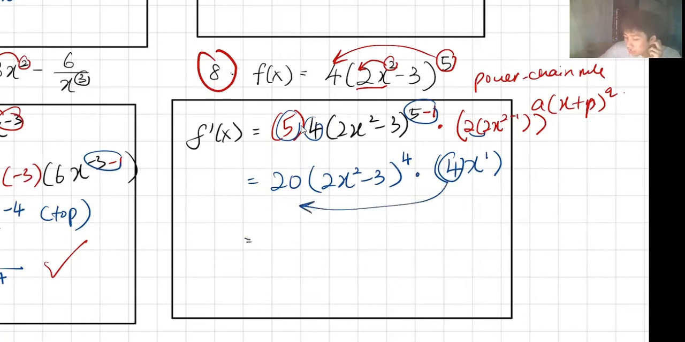So 20 times 4 is equal to 80, (2x squared minus 3) to the power of 4. Then don't forget there's an x at the back. You just brought the 4 for multiplication, you still have an x at the back.